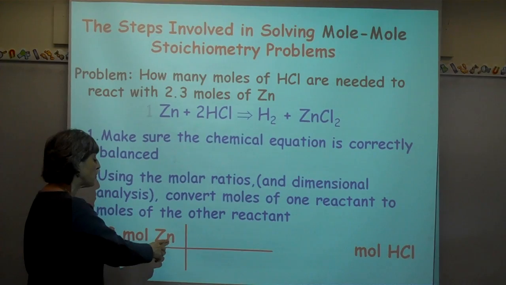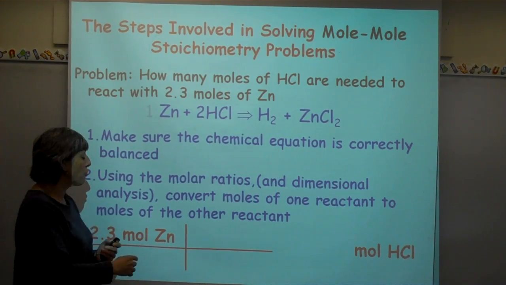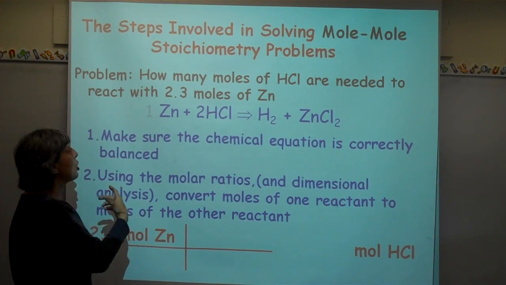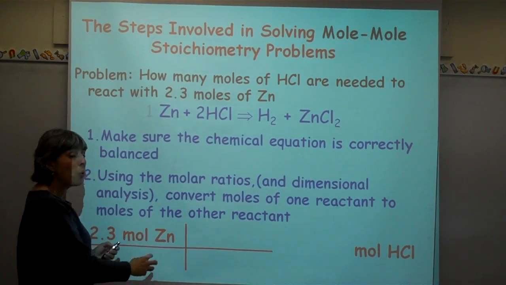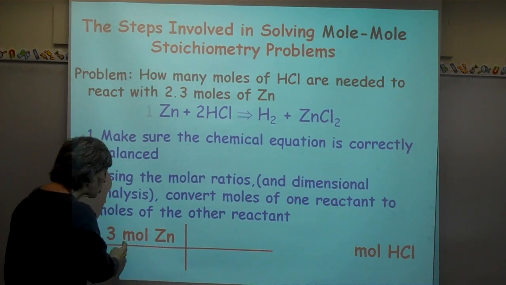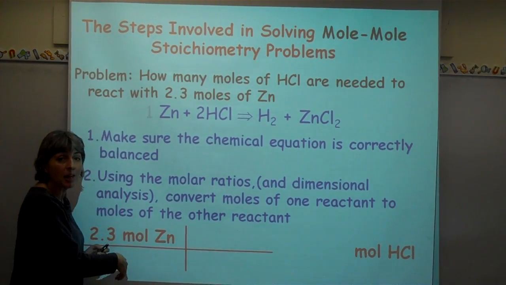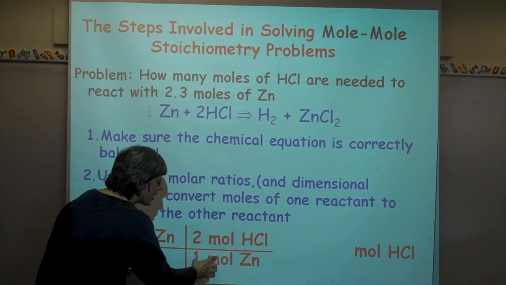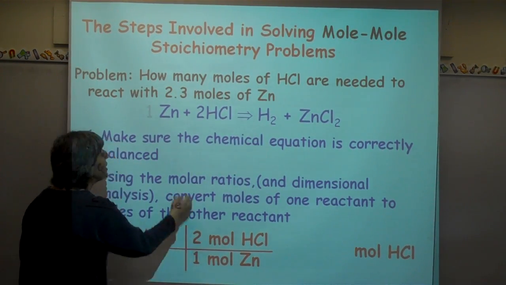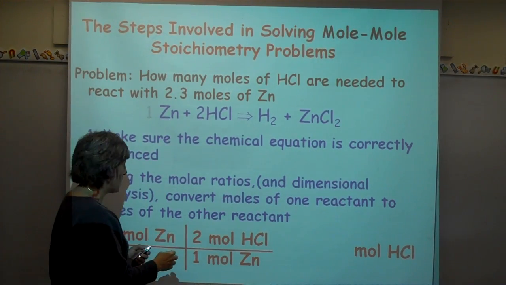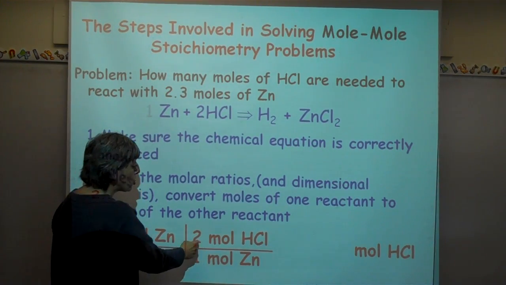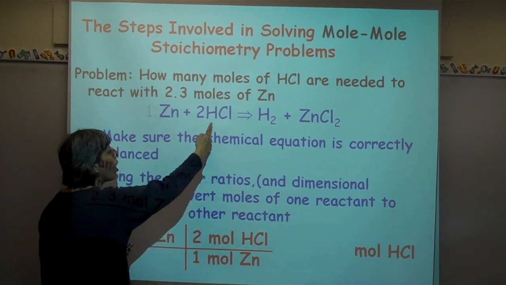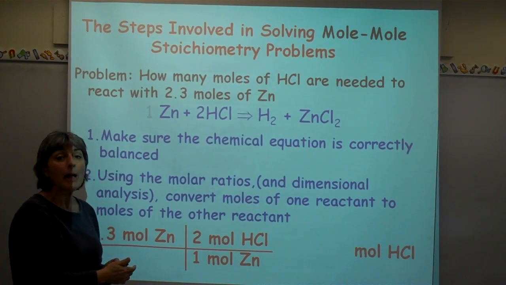We have 2.3 moles of zinc. We need a molar ratio to go from zinc to HCl, so we're going to do the molar ratio between zinc and HCl. Which one goes on the bottom depends on which one has to cancel out the units of the given. So moles of zinc will be canceled out with moles of zinc, so moles of zinc will go on the bottom along with its number from the balanced equation. So 2 moles of HCl, that's the unit we want to keep, goes along with its coefficient from the balanced equation.